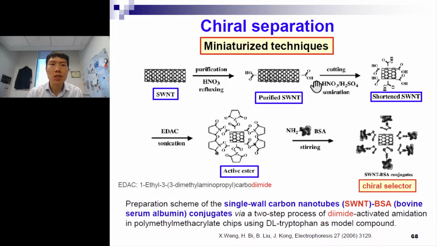So you can imagine this is similar to cyclodextrin, a shorter, smaller molecule. And then after that, we added this EDAC, the 1-ethyl-3-(3-dimethylaminopropyl) carbodiimide, to change the functional group modification. And after the additions here, we have a chiral selection.